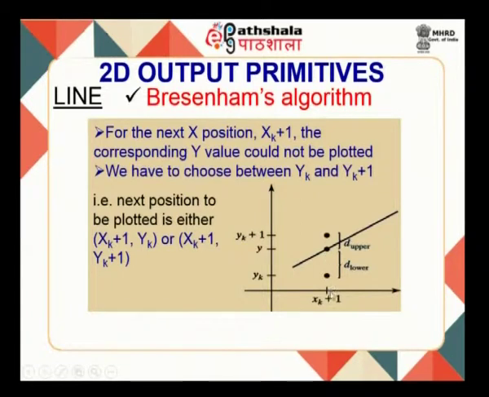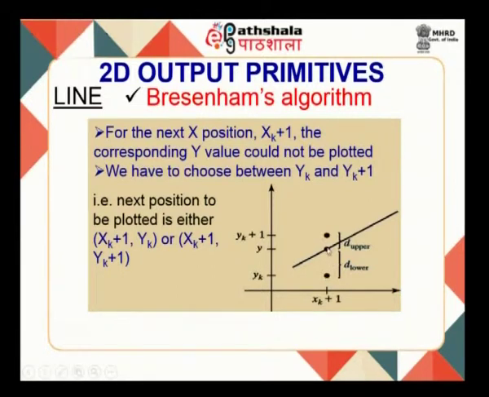So, even if we compute using some point slope form that y value lies somewhere between the two integer positions, we cannot actually plot this point. This is what is called the theoretical position. Here y indicates the theoretical y coordinate which cannot be plotted on the monitor. So, we have to choose either y_k plus 1, the upper pixel, or the lower pixel.